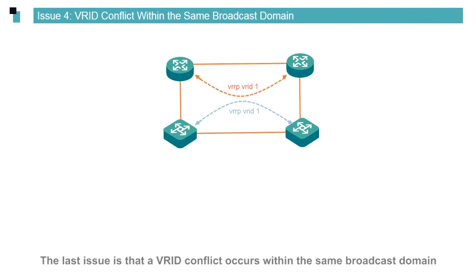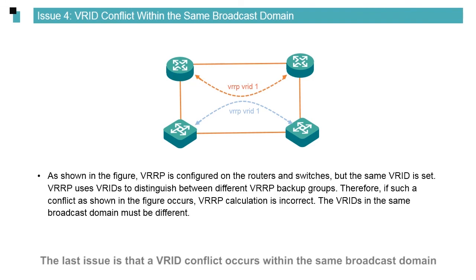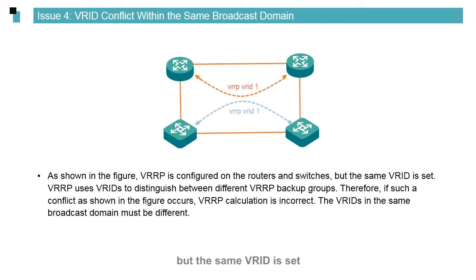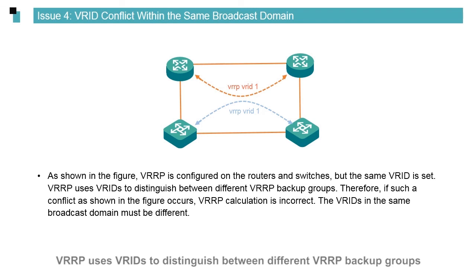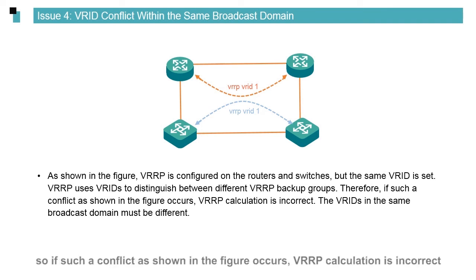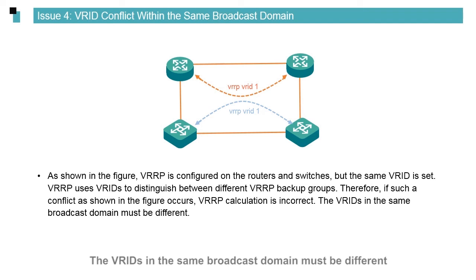The last issue is that a VRID conflict occurs within the same broadcast domain. As shown in the figure, VRRP is configured on the routers and switches, but the same VRID is set. VRRP uses VRIDs to distinguish between different VRRP backup groups. So if such a conflict as shown in the figure occurs, VRRP calculation is incorrect. The VRIDs in the same broadcast domain must be different. That's all about VRRP.